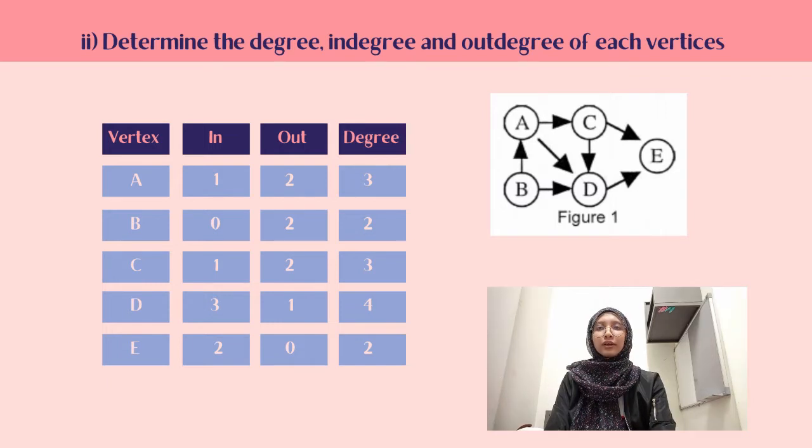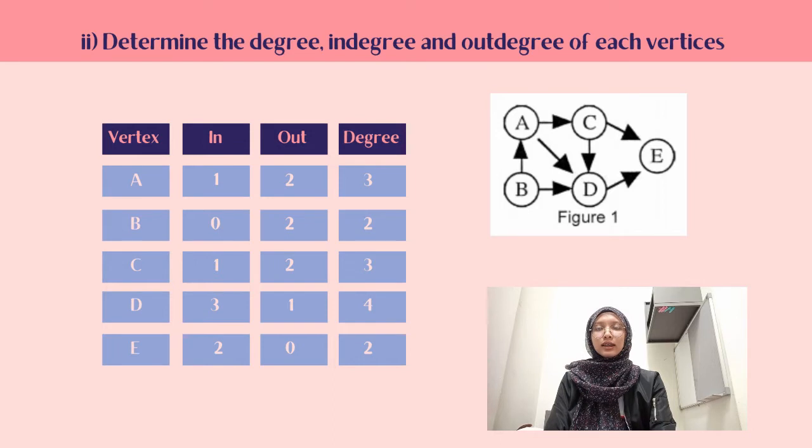For out degree, it is what we send to another vertex. So for vertex A, we send 2 to other vertices. For B, we also send 2 to other vertices. And C also 2. For D, we send only 1, so put 1. And for E, nothing is sent to another vertex, so we put 0.